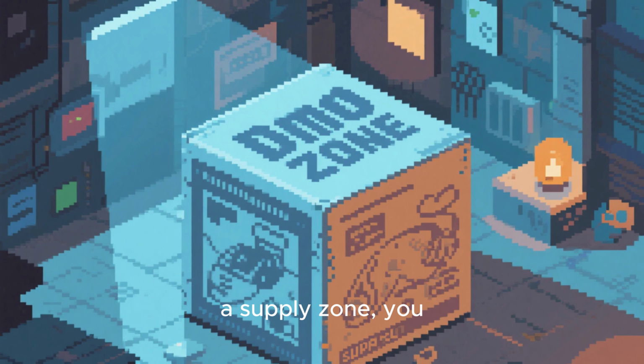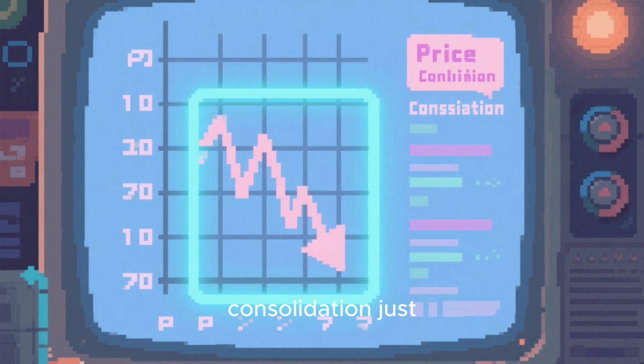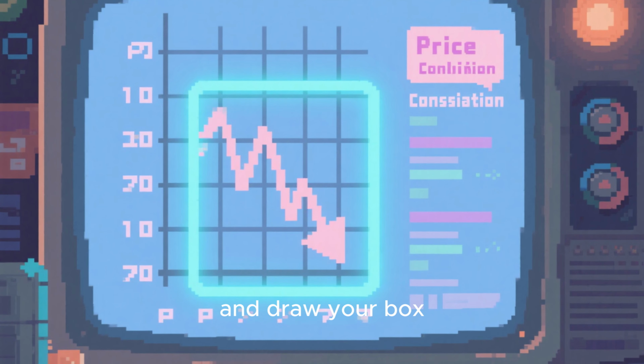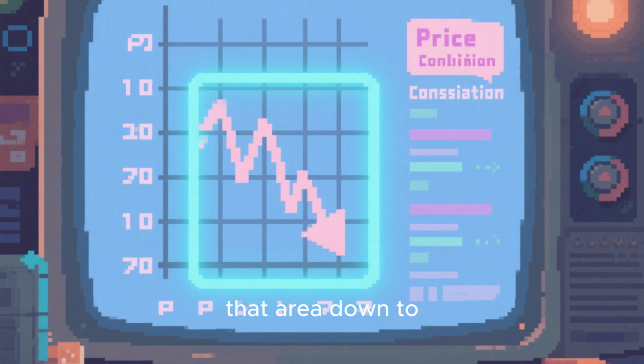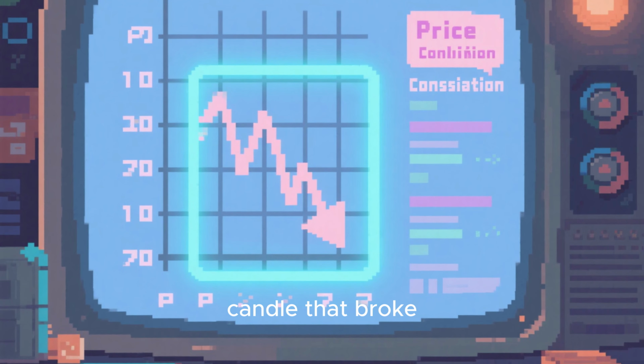For a supply zone, you do the opposite. Find the consolidation just before a big drop and draw your box from the high of that area down to the open of the first big red candle that broke down.